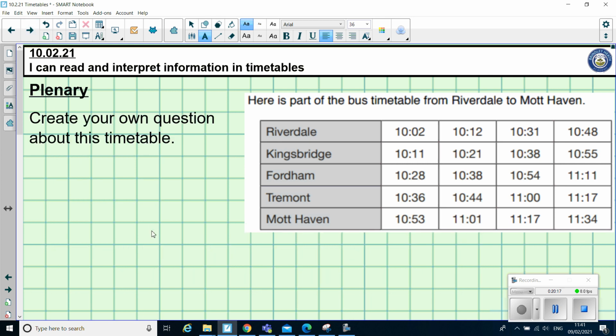Okay, final part of our lesson today, our plenary then. We've got that exact same timetable that we've just been looking at for some of our problem solving and for our reasoning. What I would like you to do for a plenary then is to come up with your own question, just one, to do with that timetable. So you've done lots of questions on timetables today. Now can you create your own?